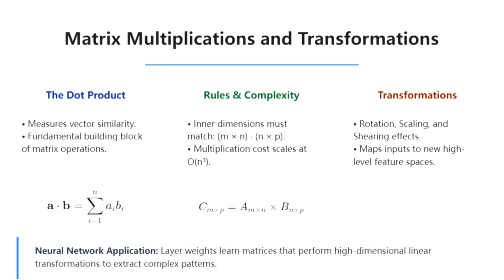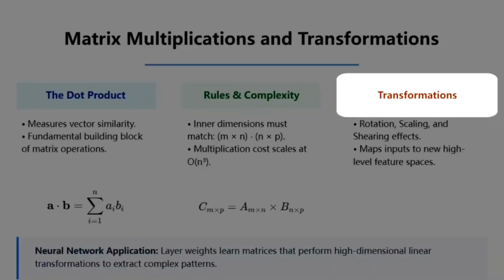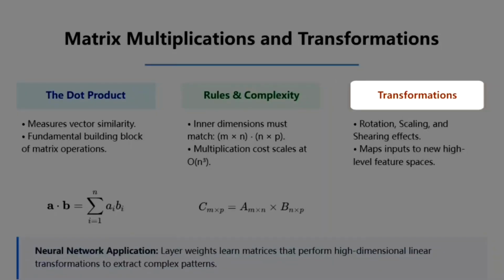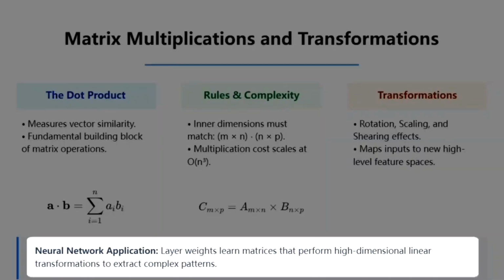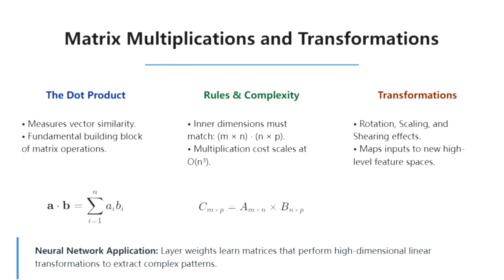But matrix multiplication isn't just abstract arithmetic. It represents a geometric transformation. It allows us to map input data into a new space through effects like rotation, scaling, and shearing. This is exactly how a neural network learns. Each layer's weights are a matrix that transforms the data, extracting increasingly complex features as it passes through. Now, let's get ready to see these transformations in action in our upcoming lab.